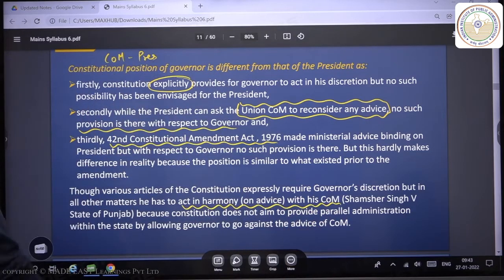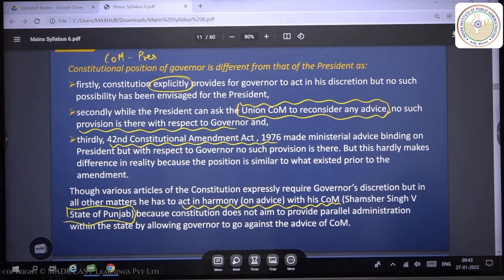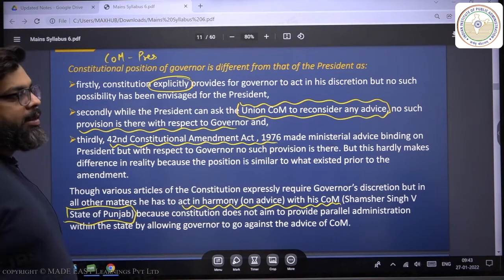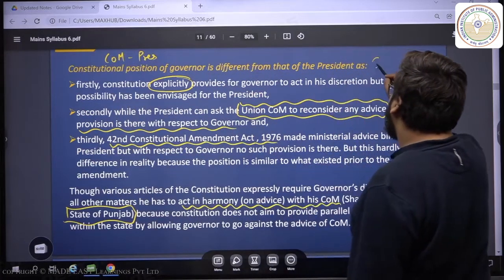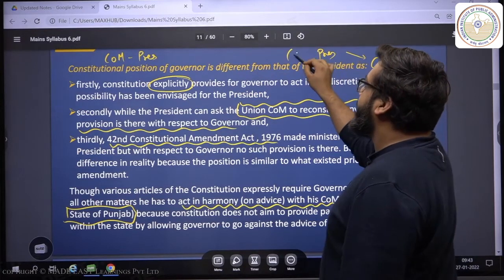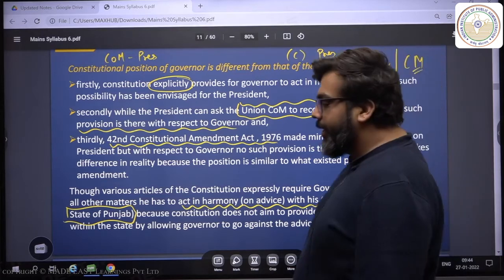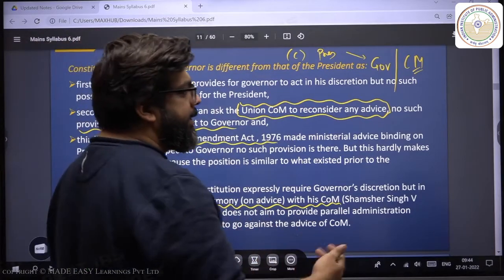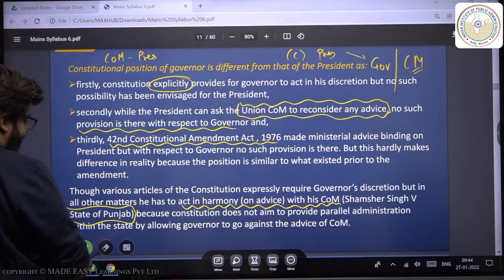And this was devised in the case of Shamsher Singh versus State of Punjab, because the constitution does not want to provide for a parallel administration within the state by the governor going against the CM. So you can't have the governor acting in consonance with the president, which is basically the center, and a parallel powers game in the state headed by the CM. It is only going to lead to the collapse of the entire machinery and the systemic ecosystem at the level of the states.